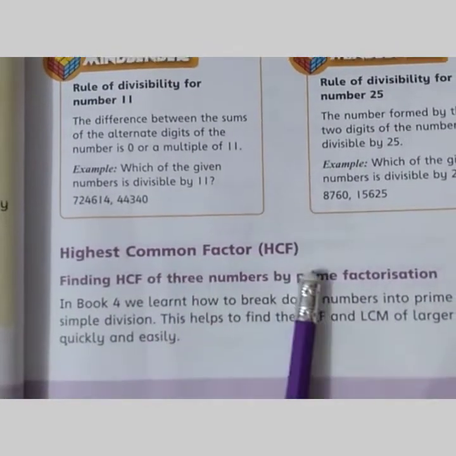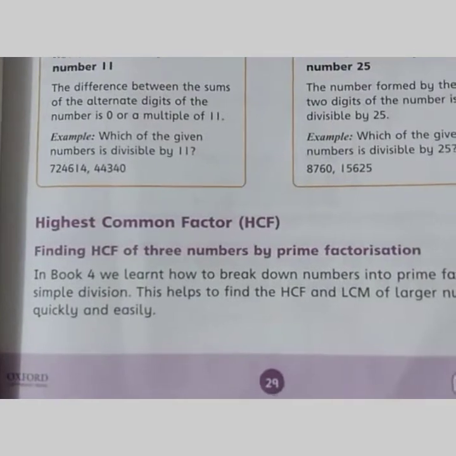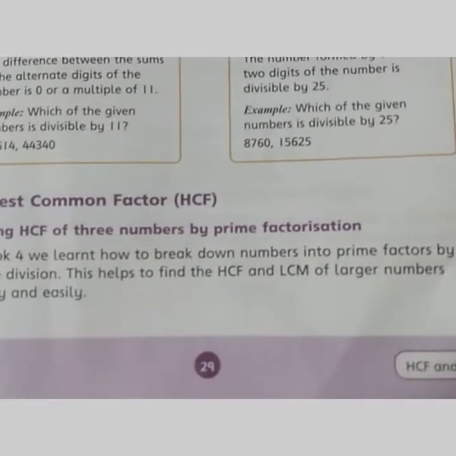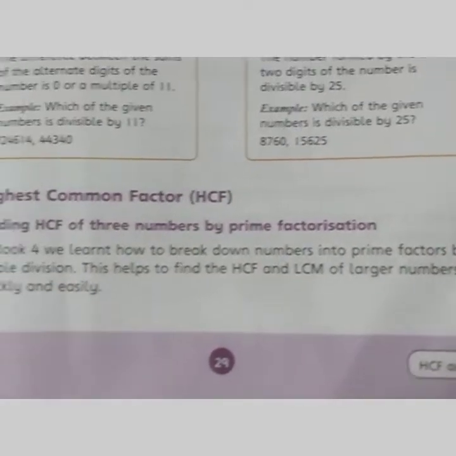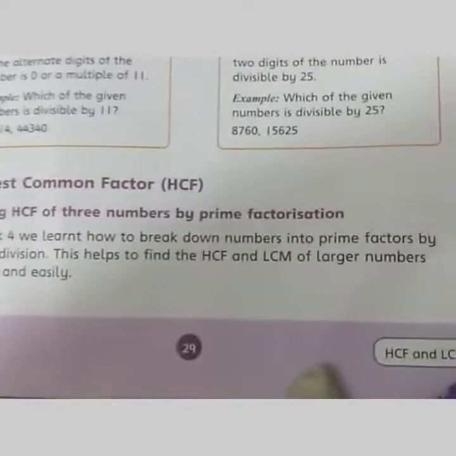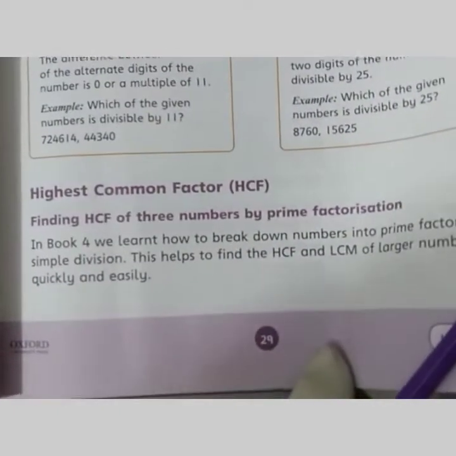Now, highest common factor, HCF. We already learned how to break down numbers into prime factors by simple division. This helps to find the HCF and LCM of large numbers quickly and easily.